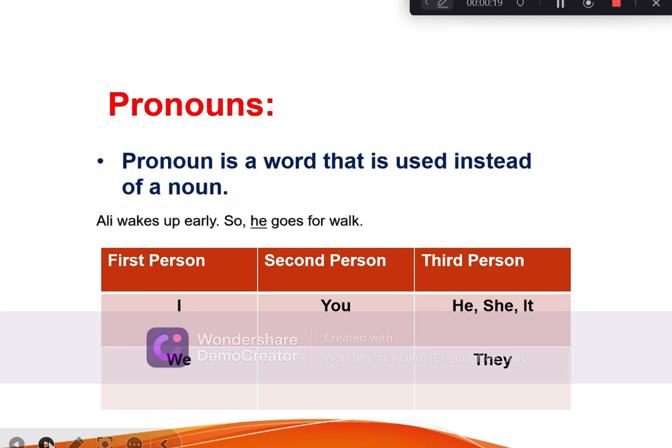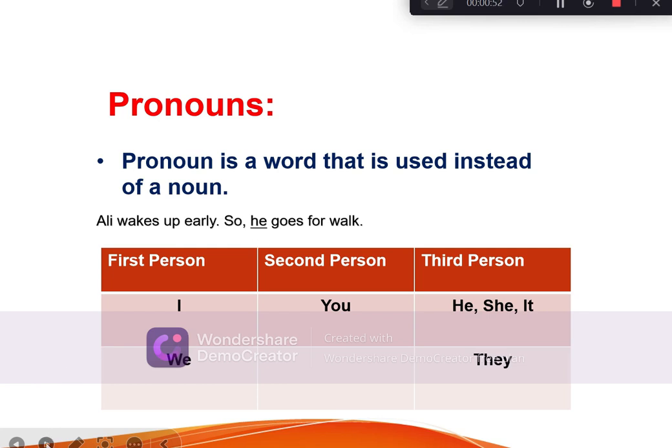Have a look at the slide that defines pronouns. A pronoun is a word that is used instead of a noun. Like in the sentence, Ali wakes up early, so he goes for walks. In the second sentence, in the place of Ali, he is used. Therefore, he is a pronoun because it replaces Ali.